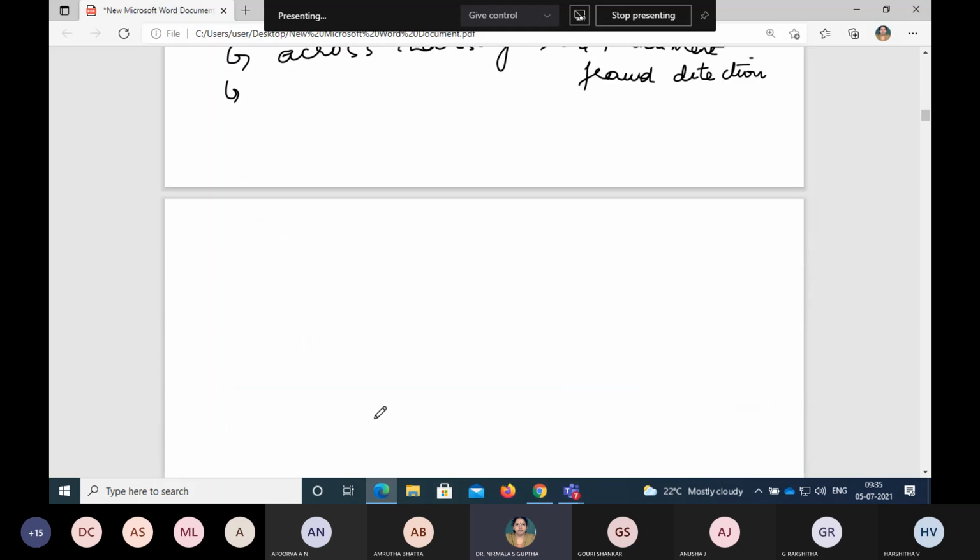It's not covering all the applications. You can list out n number of applications with respect to text mining, but very few we are going to discuss here. So the very first one is marketing.